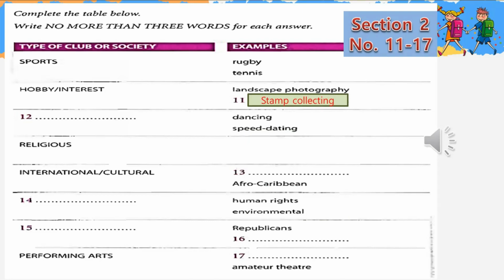And then for number 12, after the prompt "more than just friendship," comes the answer social. Now, social comes before "more than just friendship." So number 12 will be social. Before the example of dancing and speed dating. Tadi ada contohnya dancing and speed dating gitu ya.